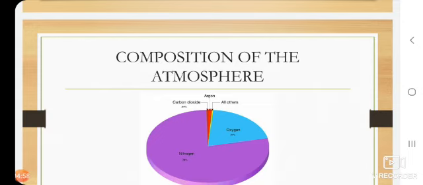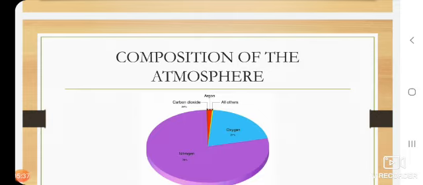So as you can see in the diagram, nitrogen is 78%, oxygen is 21%, and the remaining 1% is all the other gases like carbon dioxide, water vapor, helium, hydrogen, argon, etc. So this is the composition of the atmosphere. As you might have learned in chemistry also, CO2, hydrogen, helium, all these gases are present in the composition of the atmosphere.